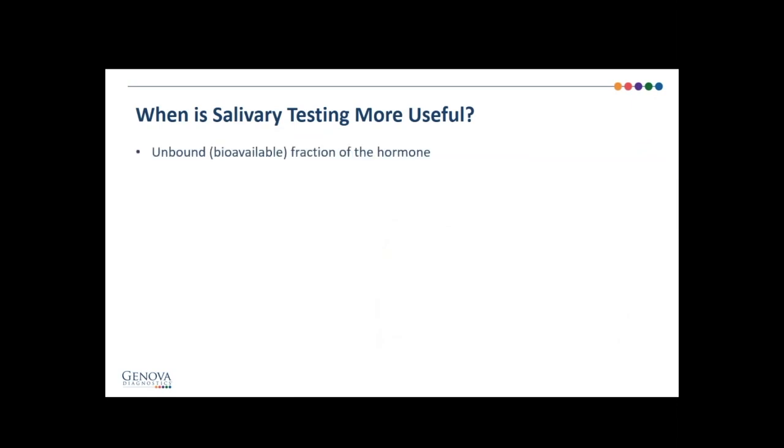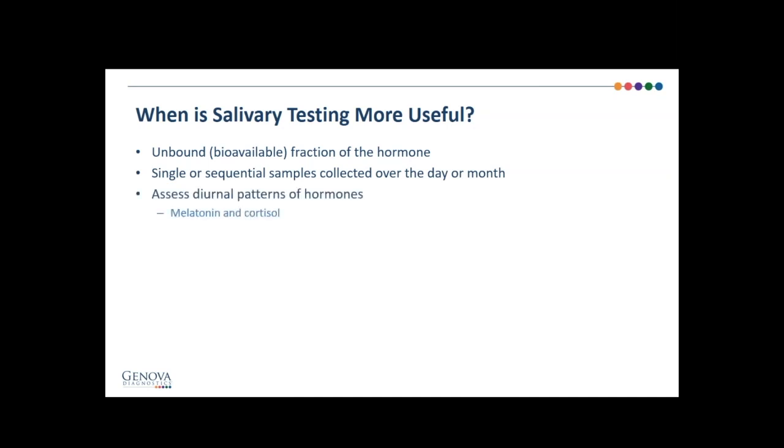Well, remember, saliva tells us about the unbound bioavailable fraction of the hormone. So we're not looking at anything bound and unavailable. It's the cache, remember our metaphor. So a single or sequential sample collected over the day or month can be utilized. Now, that's really a great advantage.